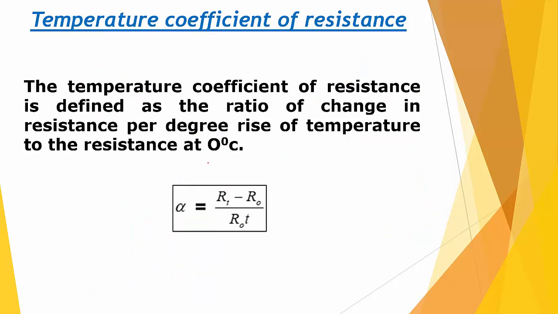Now, how to define the temperature coefficient of resistance? You can remember this equation. Using this equation, easily we can define alpha. The temperature coefficient of resistance is defined as the ratio of change in resistance per degree rise in temperature to the resistance at 0 degree Celsius. See the equation. So this is the definition of alpha, that is, the temperature coefficient of resistance.